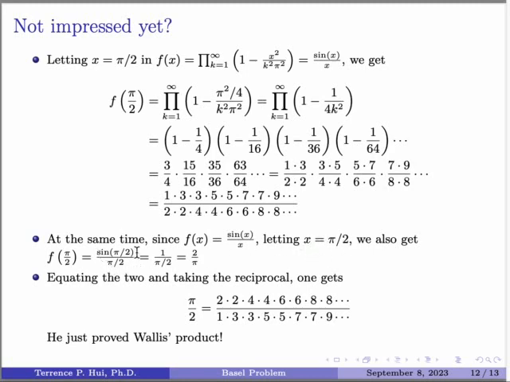Well, you're going to get sine of pi over 2 over pi over 2, which is the reciprocal of pi over 2, or 2 over pi. These two are the same thing. This f of pi over 2 and this f of pi over 2 is the same thing. So you equate the two and take the reciprocal. Guess what? You get the Wallis product. That's it. Pi over 2 equals all these, 2, 2, 4, 4, 6, 6, 8, 8 divided by 1, 3, 3, 5, 5, 7, 7, 9, both infinite products. You prove the Wallis product. So using Euler's approach, you could have also proved the Wallis product.